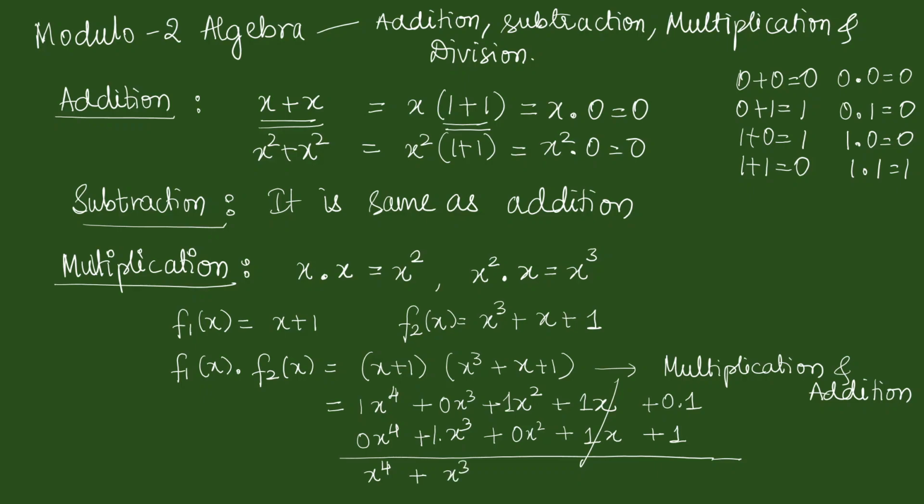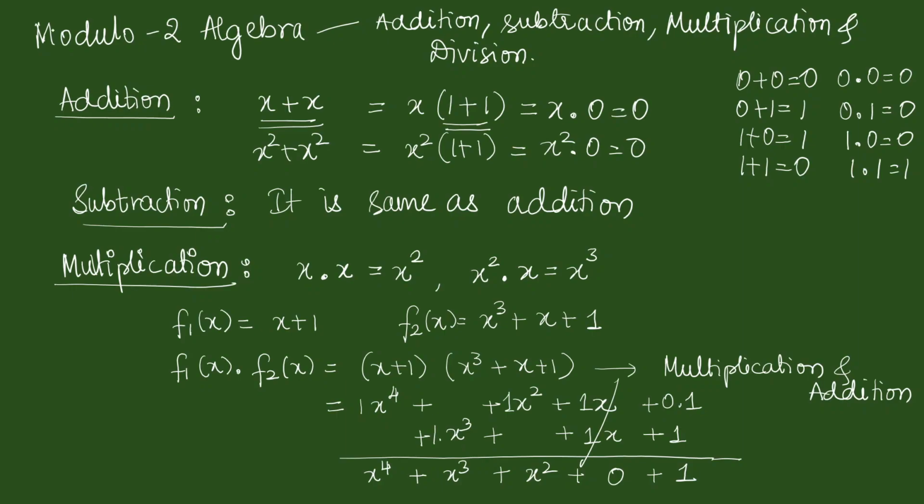Actually this wasn't there, I have written this as 0 into x power 4, so this wasn't there. So you can just add them up. Anything added with 0 means it will retain the same thing. Therefore x power 4, x cube plus x square, plus this one will not be there, we'll have a 1 over here. So this is the resultant of your multiplication of two polynomials in x. This is about the multiplication.